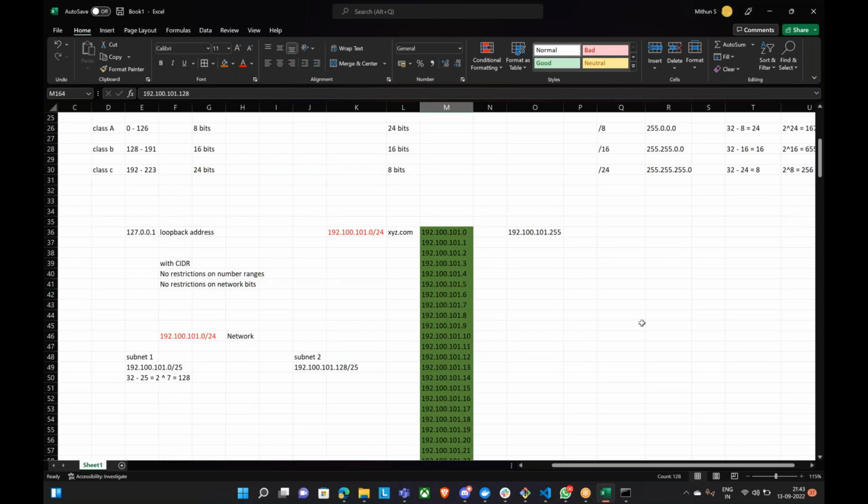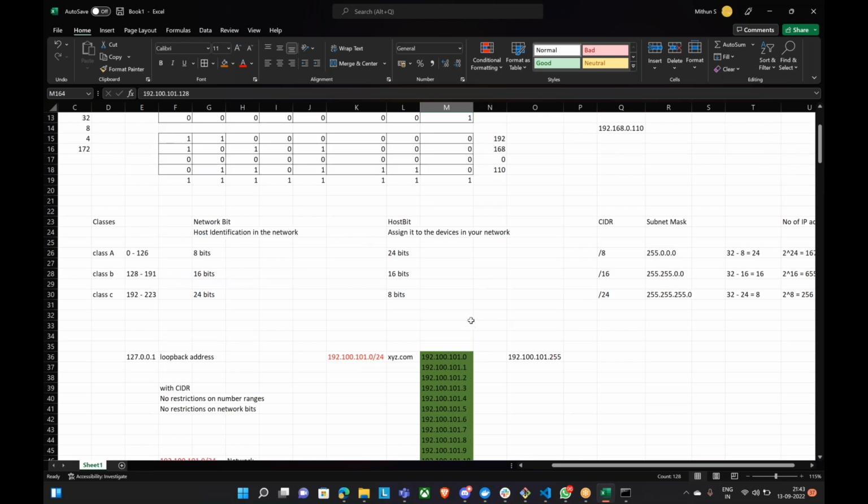So tomorrow again we are going to continue with this. Further, we are going to take up another big example, and then we will start calculating the subnets. So how we are going to divide into 2, 4, 6, like that we are going to discuss.